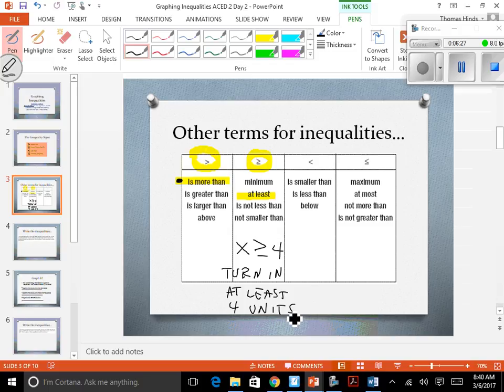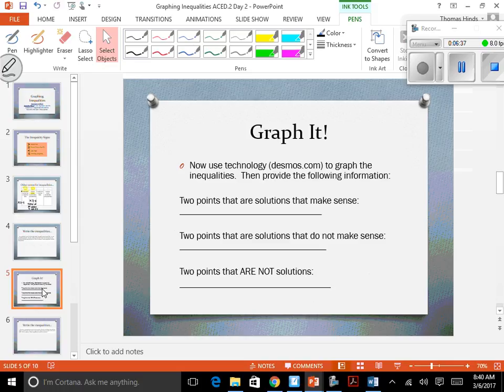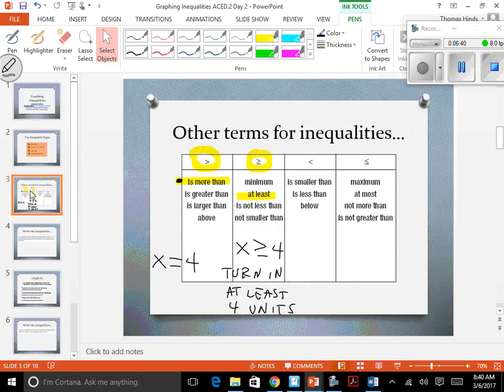The way I like to think of it is this way. If I were starting to write that, I always start with x equals 4. I can turn in 4 units and I'm good. How do I say I can do something greater than 4? I mean, it could be bigger than 4. Well, something bigger than 4, you just fix the top one. So you always start with an equal sign and then you fix the top one.